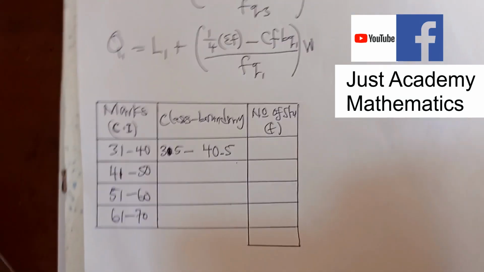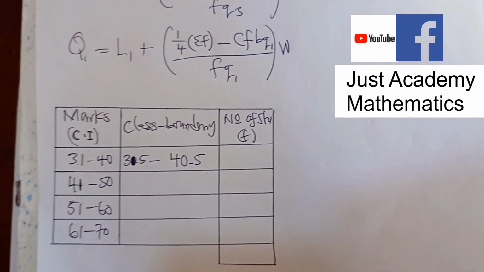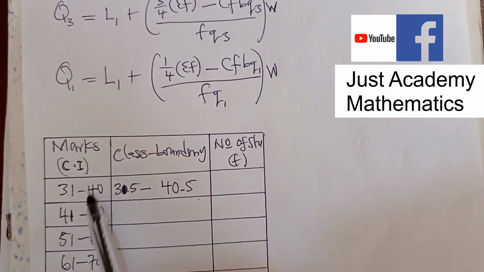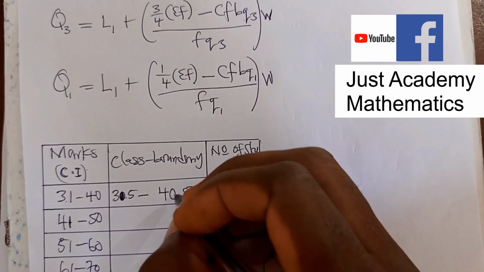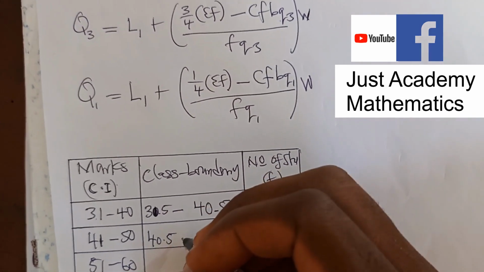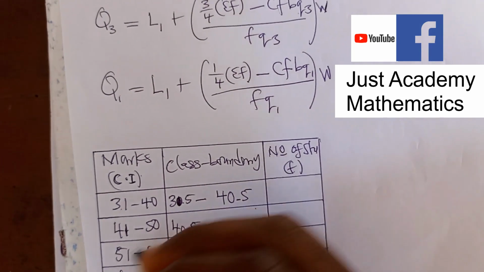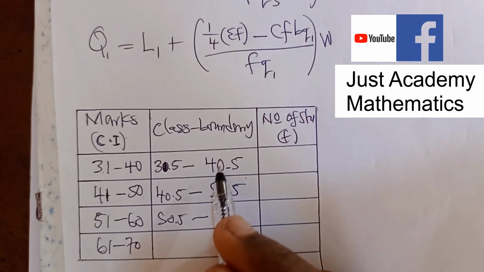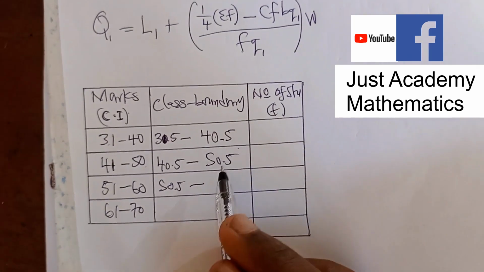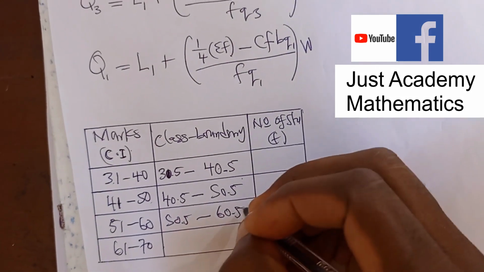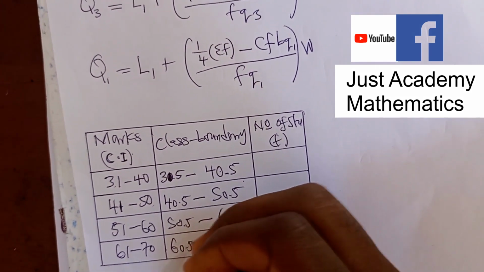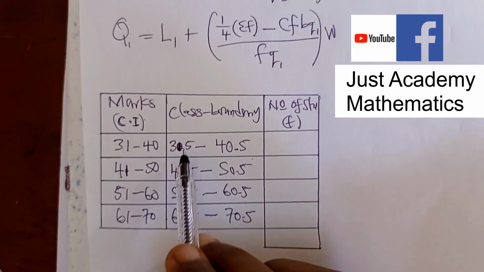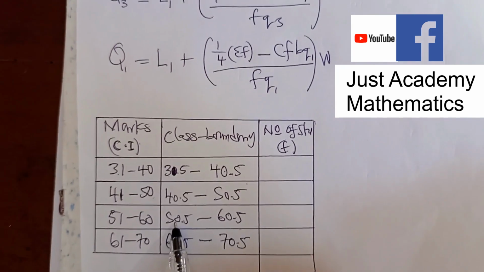But that is not actually the way to get class boundary. The normal way to get class boundary is this plus this divided by 2. This plus this divided by 2 will give you 40.5. What is here is what you have here, 40.5. So this plus this divided by 2, 50.5. So if this is 40.5, then here is 50.5, of course here is 60.5, and here will be 70.5. So you can see it now: 30.5, 40.5, 50.5, 60.5.